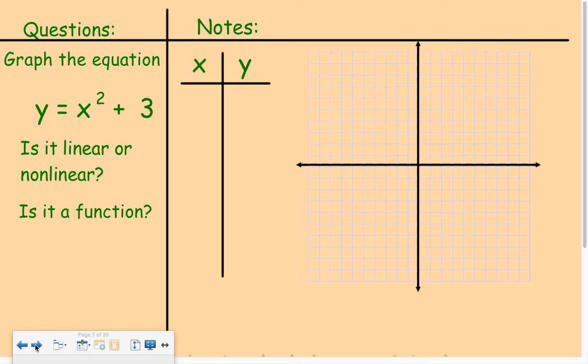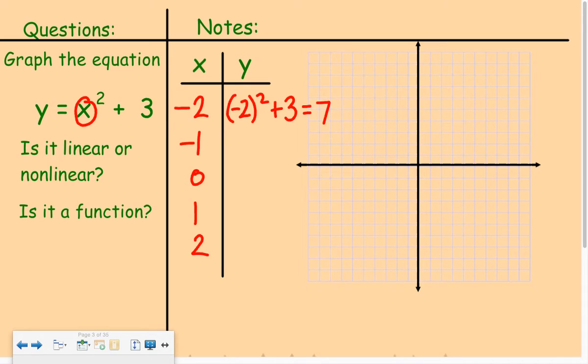Next one. So again, we're going to start with our table, and we're going to put our 5 values down. -2, -1, 0, 1, and 2. I'm going to take all of these x values and plug it into x in my equation. So -2 squared plus 3. Well, remember, -2 squared, a negative number squared, is that number times itself. So -2 times -2 is +4. 4 plus 3 makes 7. If you're putting that into a calculator, you have to put the -2 in parentheses, otherwise it won't end up with the correct answer.